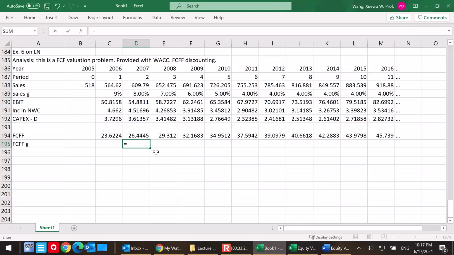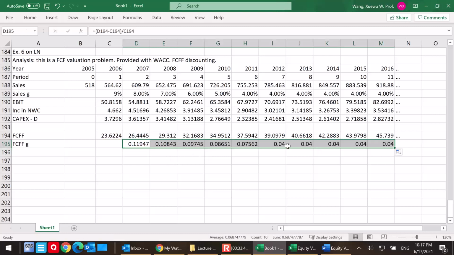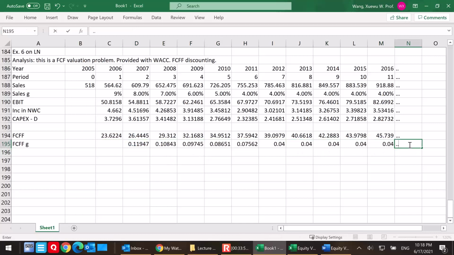So now I'm calculating the free cash flow growth rate. I'm going to look at the free cash flow growth rate in 2007. What I would do is very simple: I take the free cash flow to the firm in 2007 minus the 2006 free cash flow, divided by the 2006 free cash flow. So that's 11%. Now I can copy this across, and you start to see a pattern here. The free cash flow growth rate starts to stabilize from 2012.